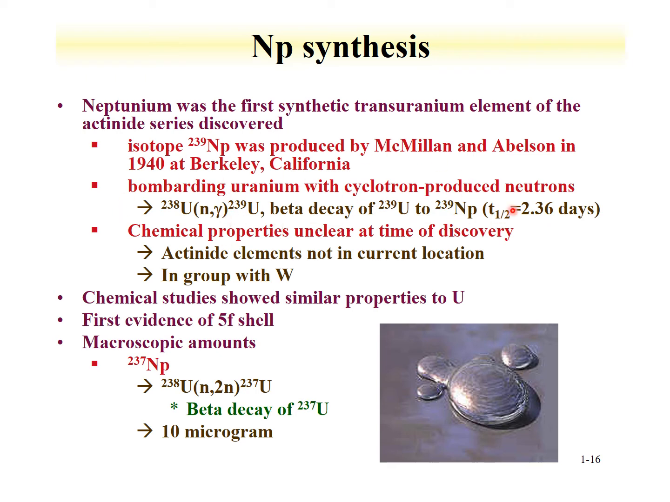They isolated this small amount of Neptunium from a large amount of uranium, showed that the chemical property was different than the uranium. However, the chemical properties of uranium weren't understood at this time in 1940. The actinide elements were part of the transition series. So uranium was grouped under tungsten.